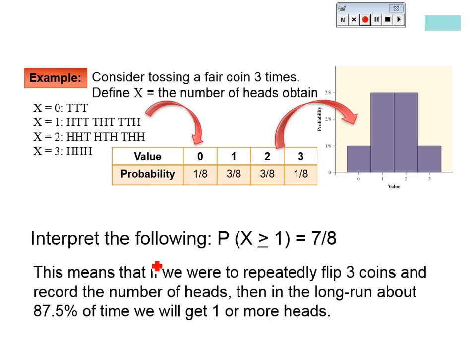This means that if we were to repeatedly flip, with the key emphasis being on repeatedly, 3 coins and record the number of heads, then in the long run, about 87.5% of the time, we will get one or more heads. So that's just the interpretation of that right there.